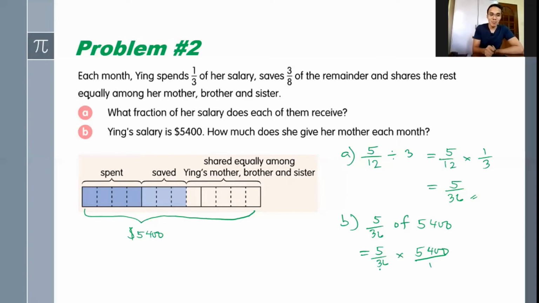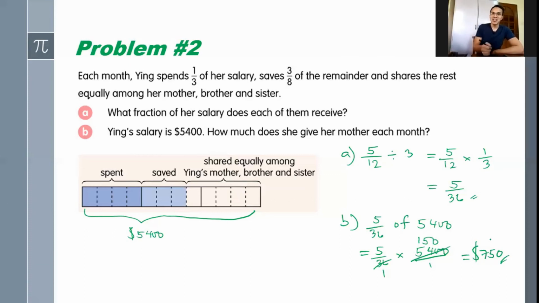5,400 is divisible by 36. You can do it on your own. 5,400 divided by 36 is 150. And 36 divided by itself is 1. 5 times 150 is 750. Therefore, Ying's mother received $750.